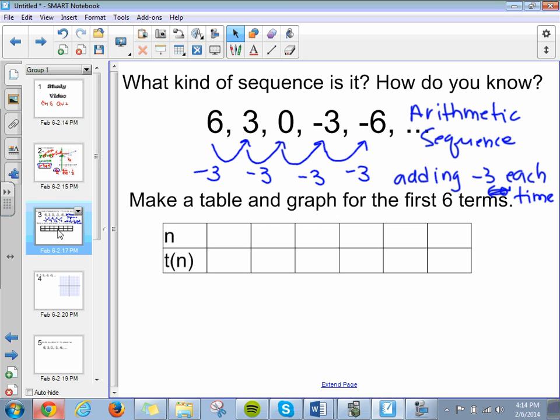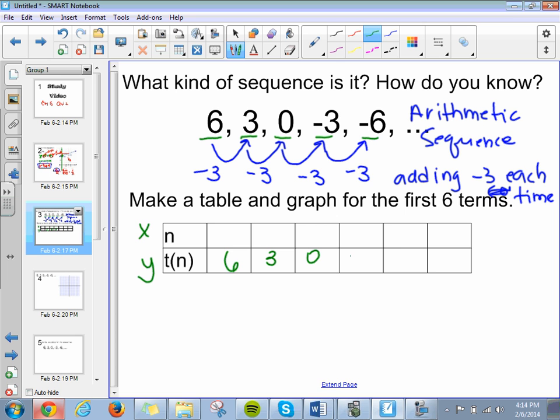Once we got that down, we want to make a table and a graph. So in this slide, you'll see me make the table, and the next slide will be the graph. So for our table, here's what's going to be really important: the values we see in our sequence are our t of n values. They're like our y values. Really what we have is x's and y's. So our outputs are the sequence, the numbers that we're seeing written there. Our 6, our 3, 0, -3, -6.